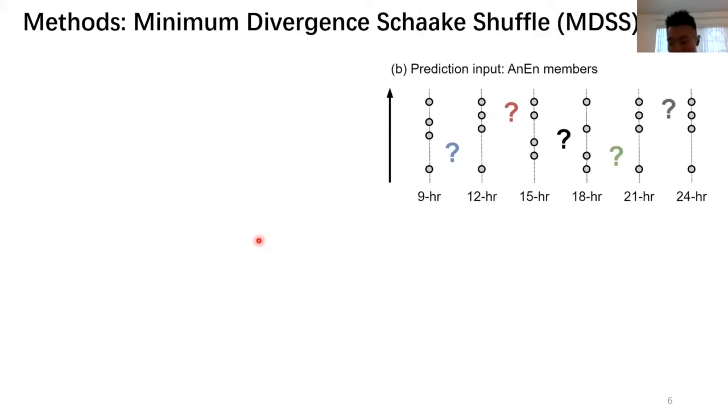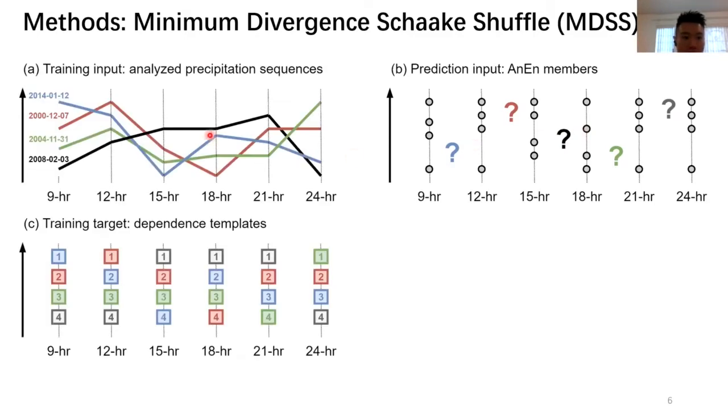We now move on to the second one, minimum divergence Schaake shuffle. We use this model to reconstruct the spatial temporal consistencies of our analog ensemble members. This is a necessary step because analog ensemble members are equally likely at individual locations and forecast lead times, so we don't know how to connect them to represent the evolution of forecasted precipitation events. And then Schaake shuffle is a method that can solve this problem.